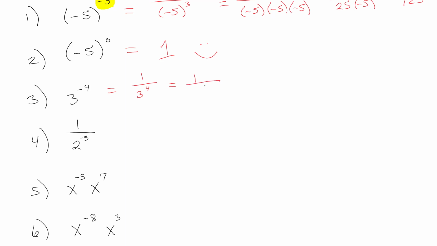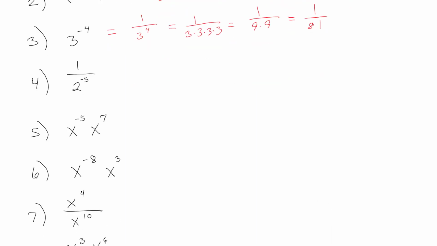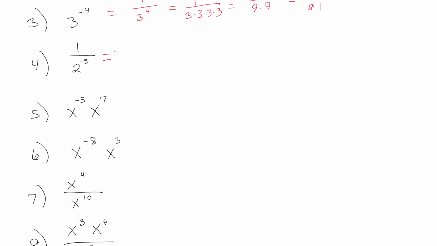So again, that's going to be 3 times 3 times 3 times 3. So I'm going to combine that to 9 times 9, 1 over 81. Right? 2 to the negative 5. Now the negative's on the bottom this time, so it means we've got to flip it to the top. So wherever the negative exponent appears, throw it the other direction.